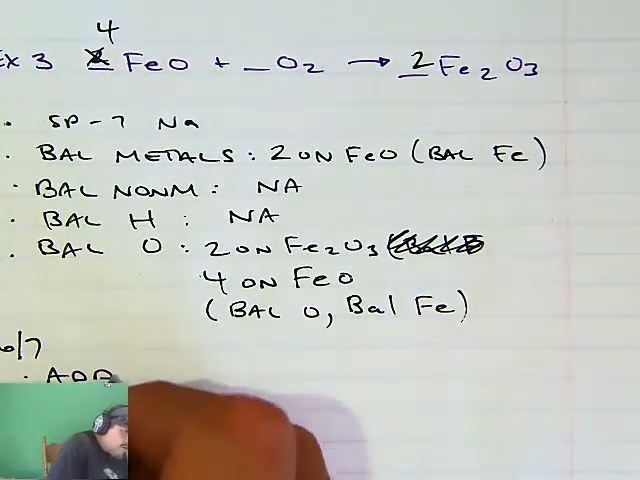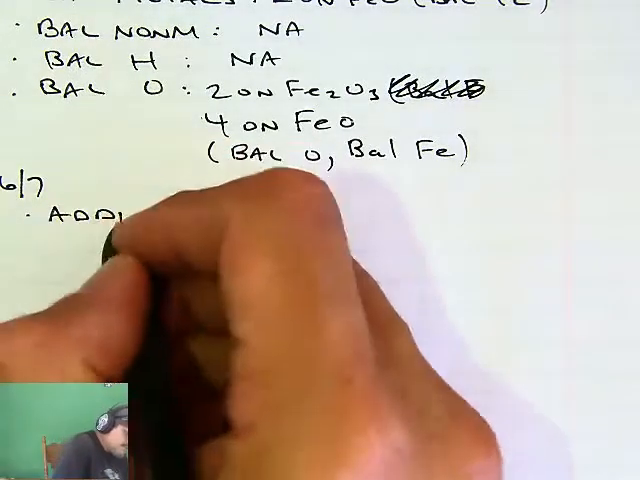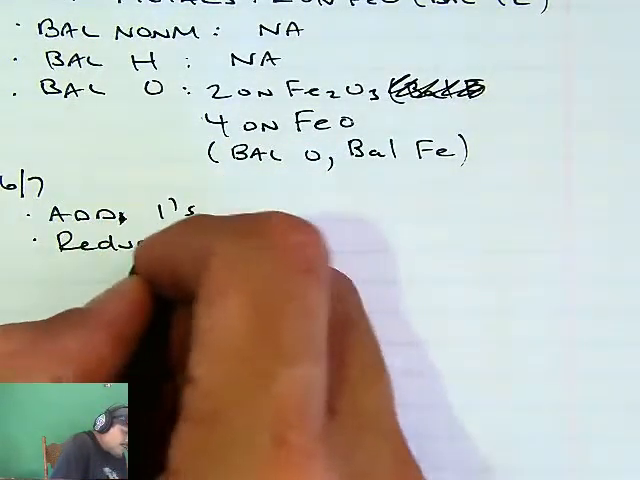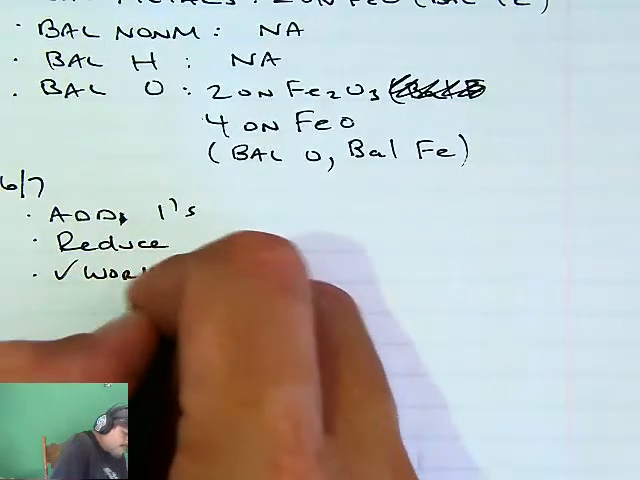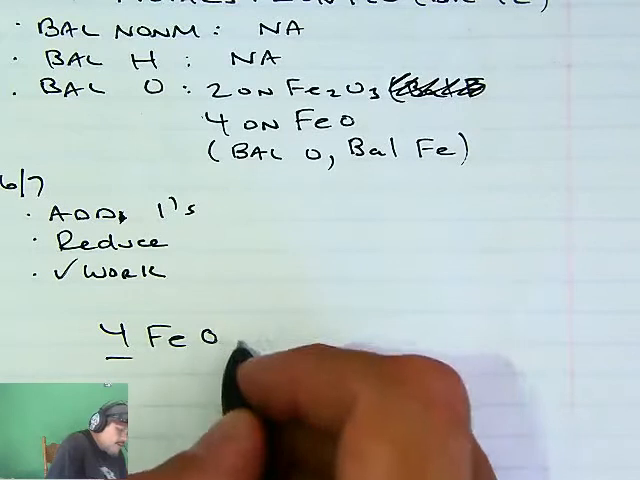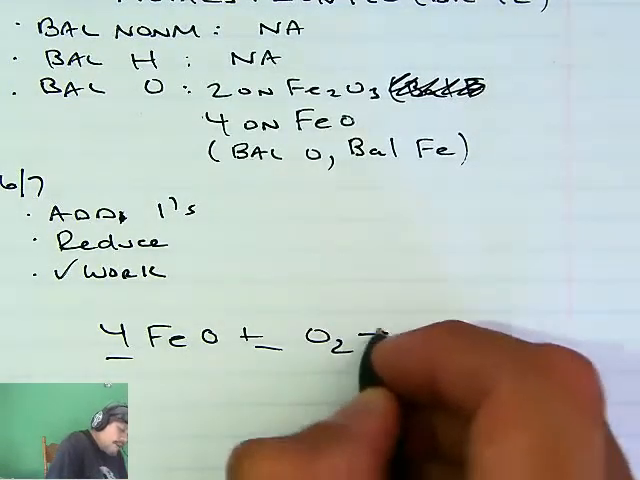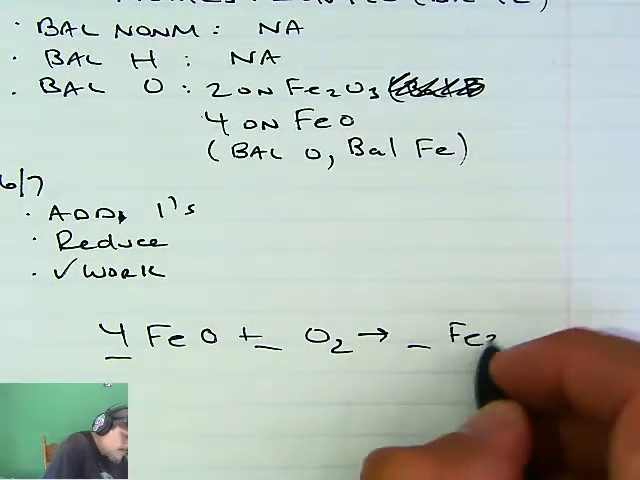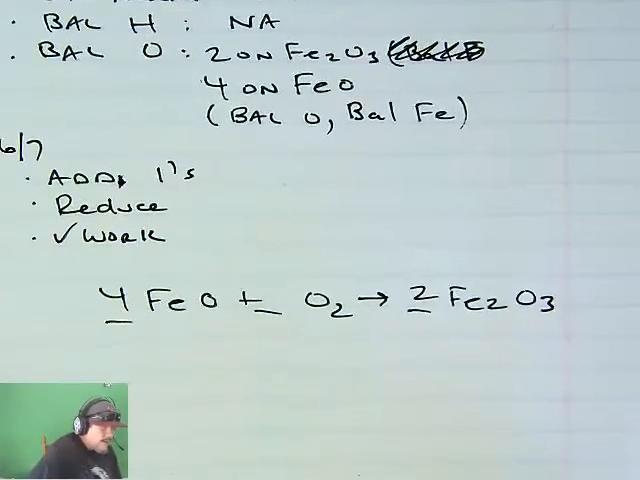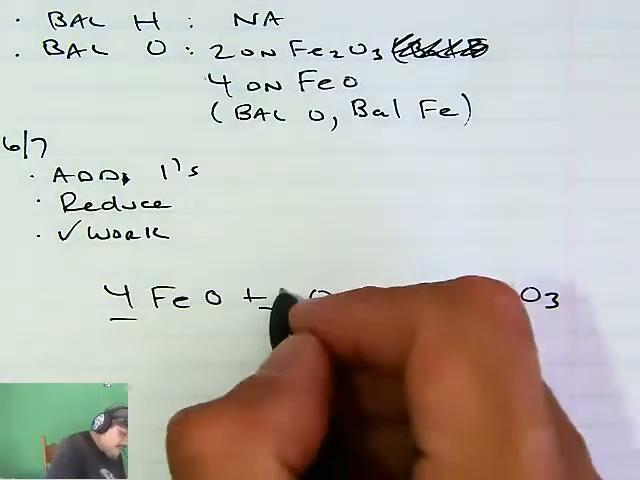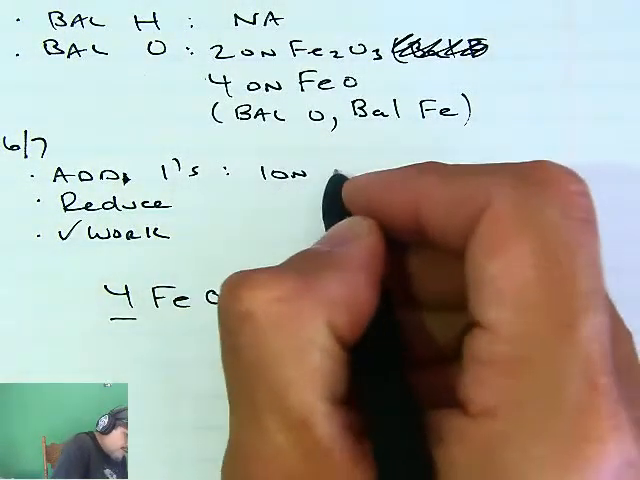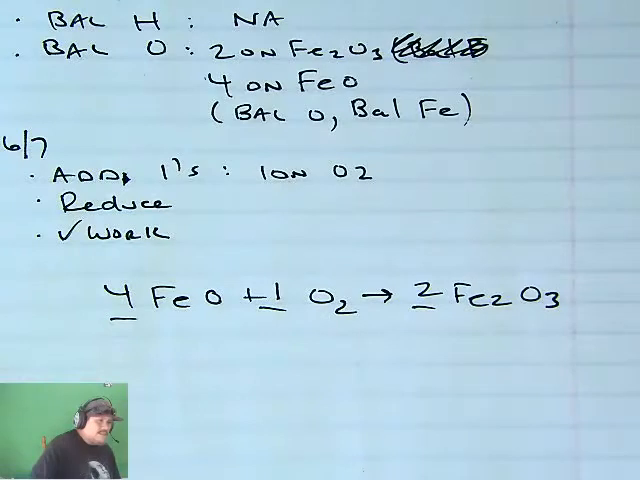Remember, this is add ones. Let me scoot that up for you guys. Add ones, reduce, and check work. Here's the last rendition of my balanced equation. It looked like that. So add ones to the blanks, so that's that one right there. So I'm going to say 1 on O2. So that takes care of that.